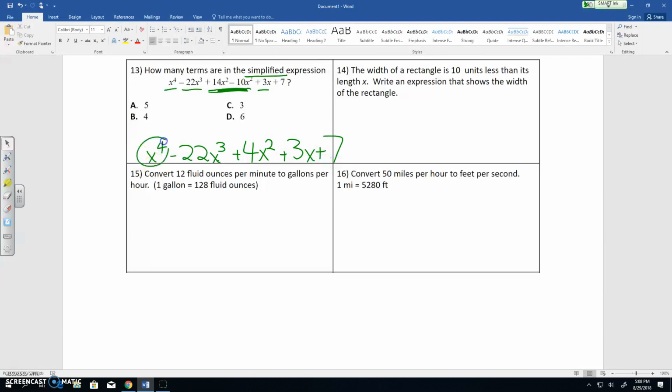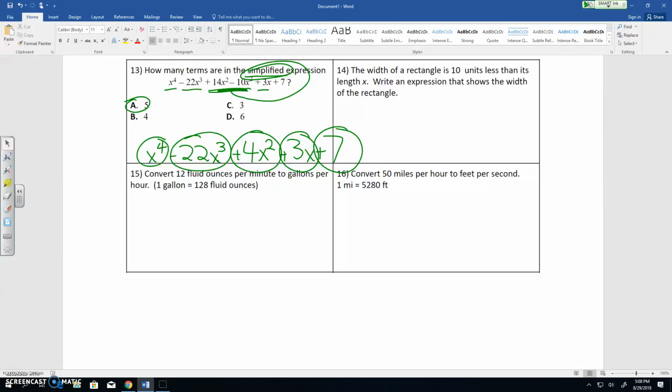So here we have 1 term, 2 terms, 3 terms, 4 terms, and 5 terms. So here the correct answer would be A. So make sure you simplify. If you can simplify, and you will be able to simplify on tomorrow's test.